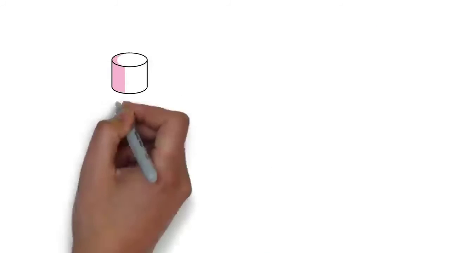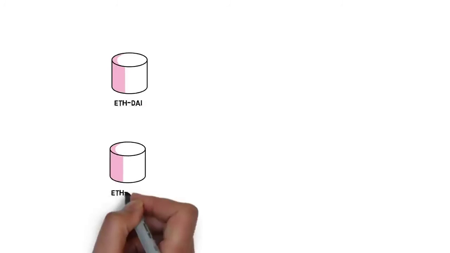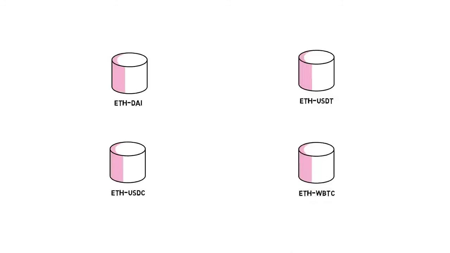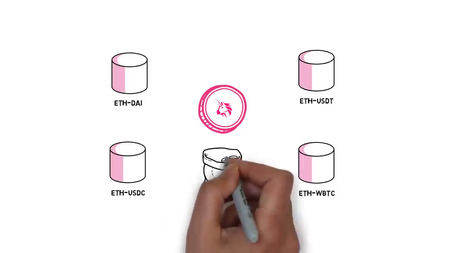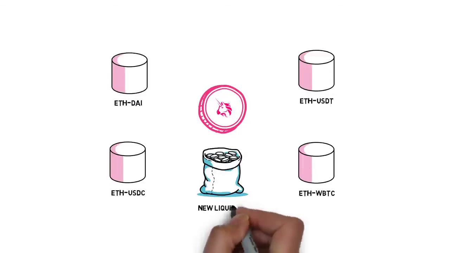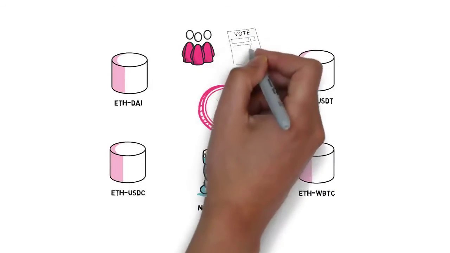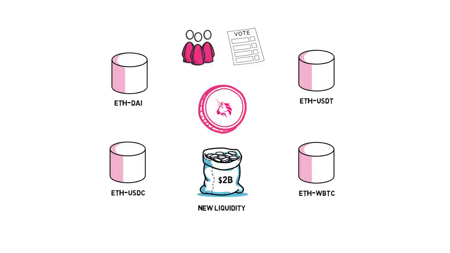On top of that, Uniswap announced 4 incentivized liquidity pools that will be rewarding liquidity providers with extra UNI tokens. This resulted in attracting millions of dollars of new liquidity. At the time of making this video, there is over $2 billion worth of liquidity locked in the protocol. UNI holders can also vote to add more incentivized pools after an initial 30-day governance grace period is over.